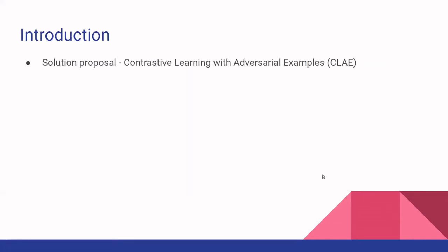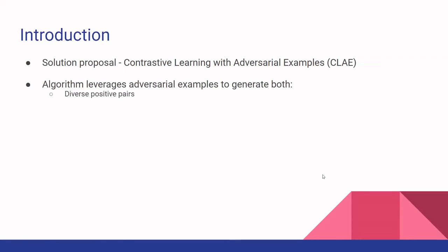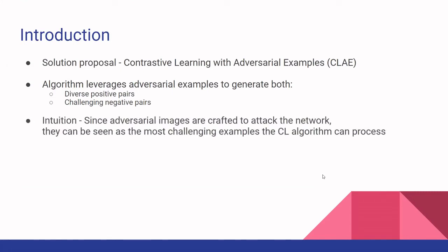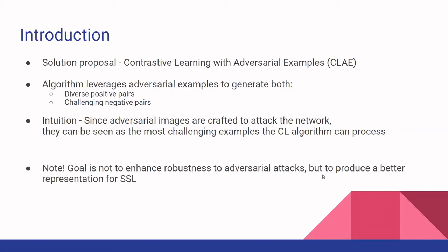And so the authors in this paper proposed a solution to this, which they call contrastive learning with adversarial examples, abbreviated CLAE. This algorithm attempts to leverage adversarial examples to generate not just diverse positive pairs, but more importantly, challenging negative pairs. The intuition behind the algorithm is if adversarial images are challenging enough for neural networks to cause them to misclassify, then perhaps they can be seen as challenging examples for the contrastive learning algorithm as well. But the authors are careful to note that the goal in this paper is not to enhance robustness to adversarial attacks, but to produce a better representation for self-supervised learning.